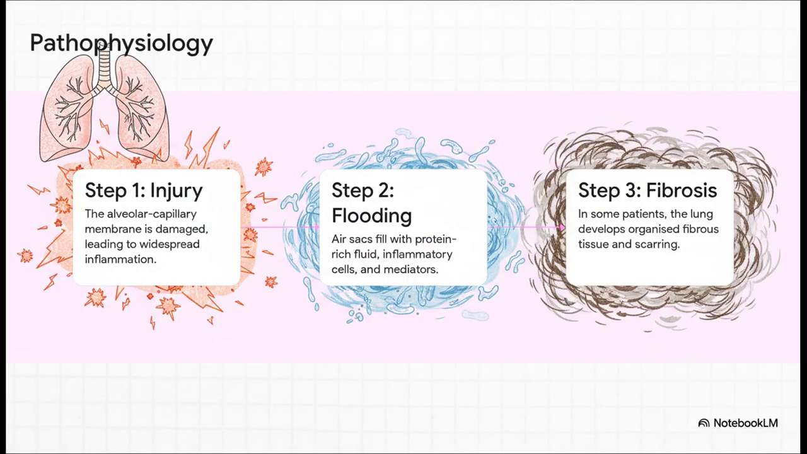So how does this all go down? Well, you can think of it in 3 steps. First, something comes along and injures that super delicate barrier between the tiny air sacs and the blood vessels. This just kicks off a massive inflammatory storm. Step 2, the air sacs start flooding with this protein-heavy fluid and a ton of inflammatory cells. That's why the lungs get so heavy and waterlogged. Now, for some patients, it stops there, but for others, it moves into a third phase, fibrosis. This is where the lung starts to form scar tissue, leading to really long-term stiffness and damage.